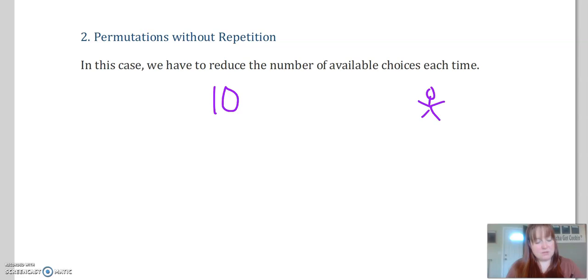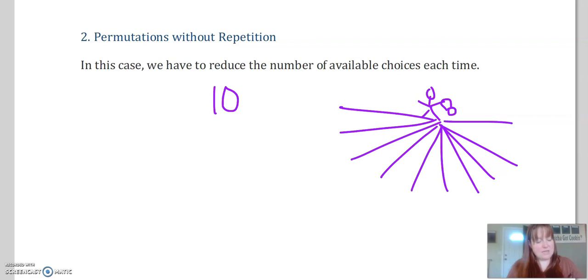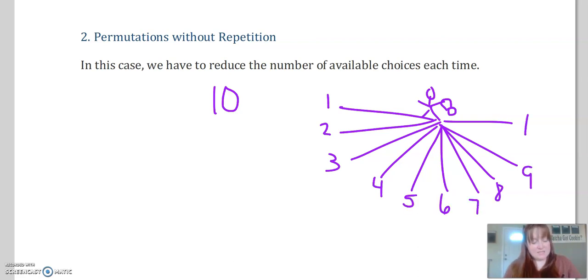Here's the person handing out the medals. Okay, and they have 10 different people. 1, 2, 3, 4, 5, 6, 7, 8, 9, 10 different people that they could pick to give that medal to for first place, right? But then what happens is that one of those people gets first place, and the next time we can't pick them for second place, right? So the second time we only have 9 people. See, I can't talk and count at the same time. We only have 9 people that we could choose for second place.